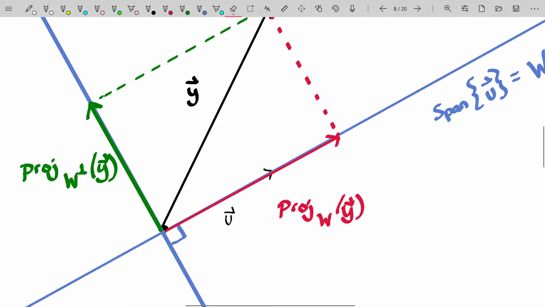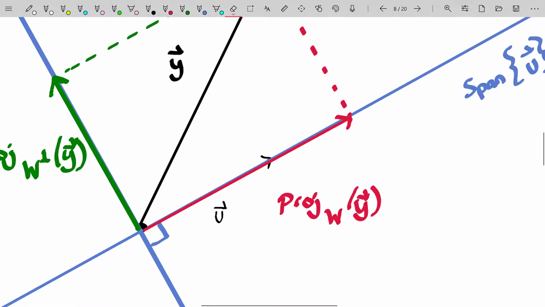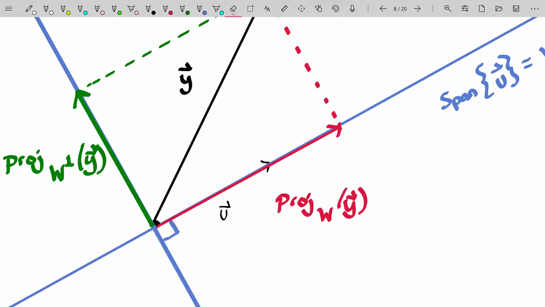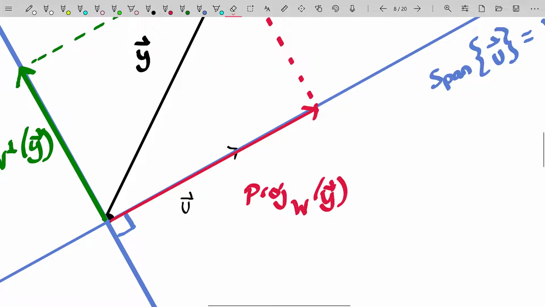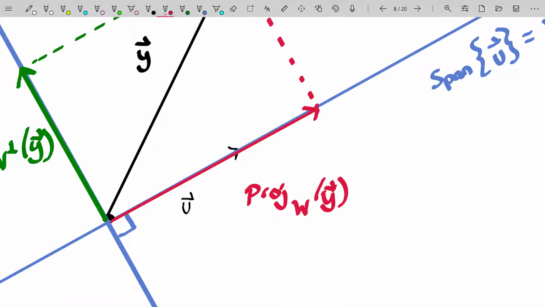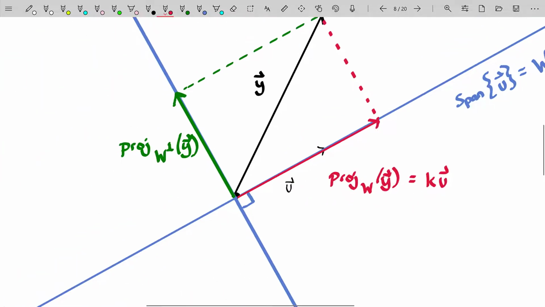It doesn't have to be a large scalar multiple of u. It could actually be smaller. Like this red vector could have been shorter than the vector u if the vector y was shorter. So just the punchline here is that this projection of y onto the subspace w is some constant times u. I'm using k on purpose here because we always use c. And for simplicity, for this proof, I'm going to not use that language right there. I'm just going to call that vector v.